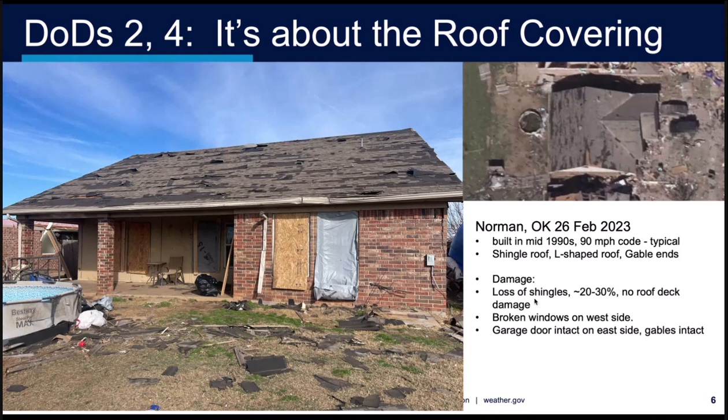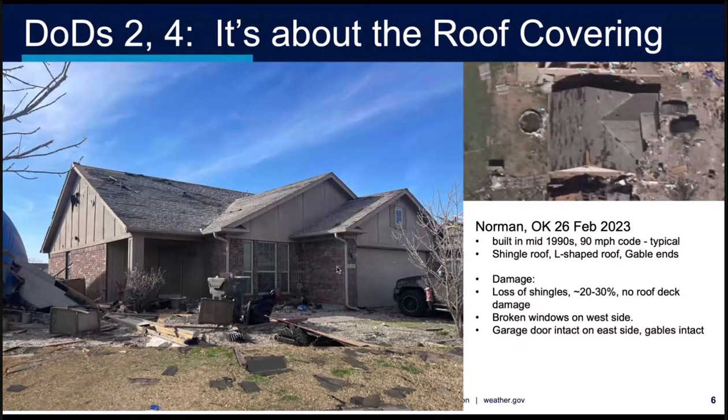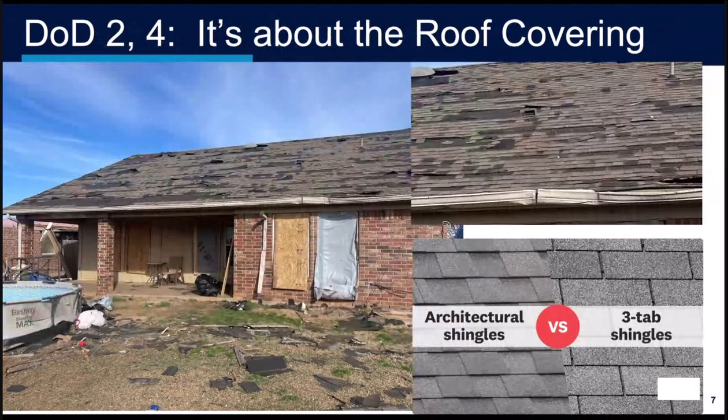So what's the damage? We got loss of shingles, 20 to 30%, no roof deck damage. We have broken windows on the west side, but you can see the garage doors intact, and the gables are mostly intact except for debris impacts. So with that in mind, we focus on the shingles here.